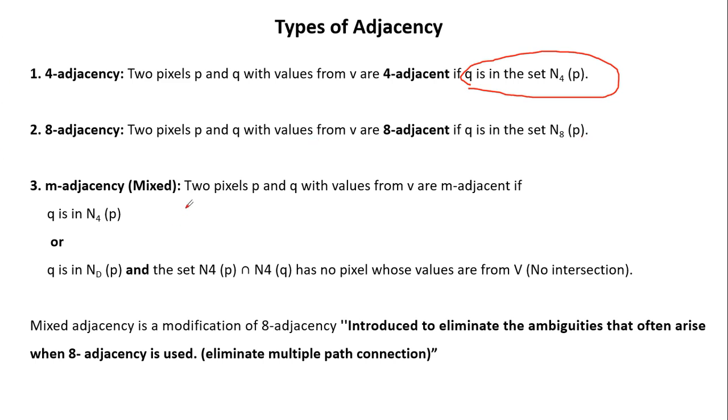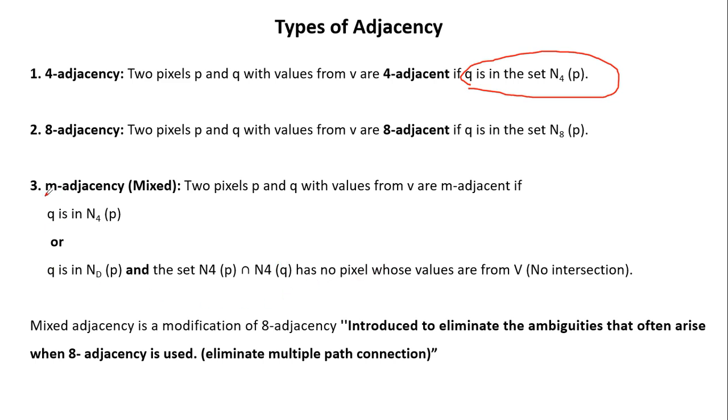Next is the m-adjacency. 2 pixels P and Q with values from V are m-adjacent if Q is in N4(P), or Q is in ND(P) and the set N4(P) intersection N4(Q) has no pixels whose values are from V.